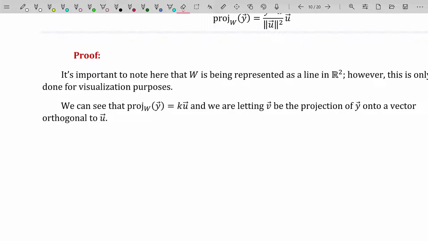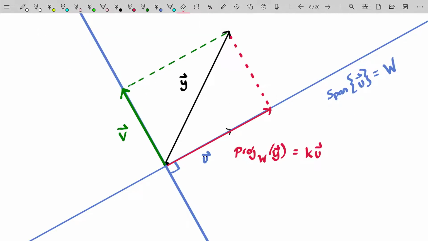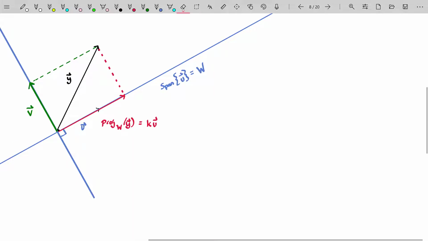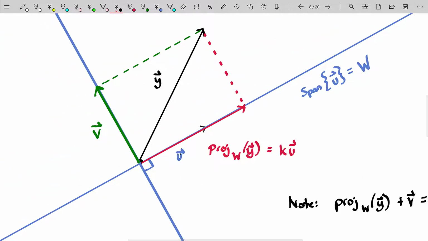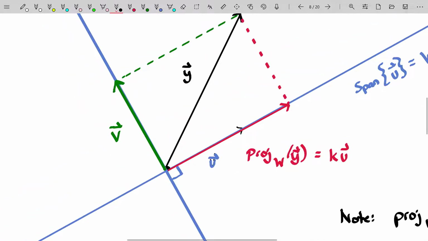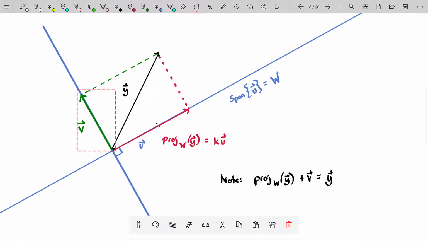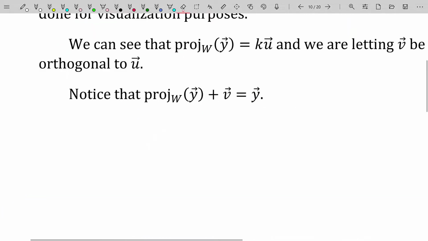Now, something we should have noticed from that previous page, and something that I had mentioned just a moment ago, but this time I'm going to actually write it down. The orthogonal projection of y onto w plus the vector v should be y. In other words, that red vector plus the green vector should be y. Again, to help you visualize that, here it is. So the red vector plus that green vector definitely lands at the tip of y. And that's what I state right here. Notice that the projection of y onto w plus v is equal to y. The red vector plus the green vector is equal to the black vector y.